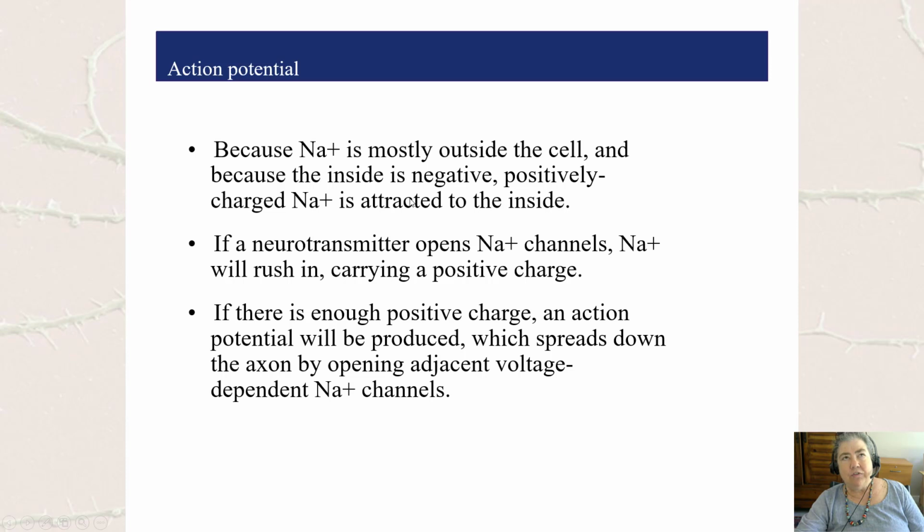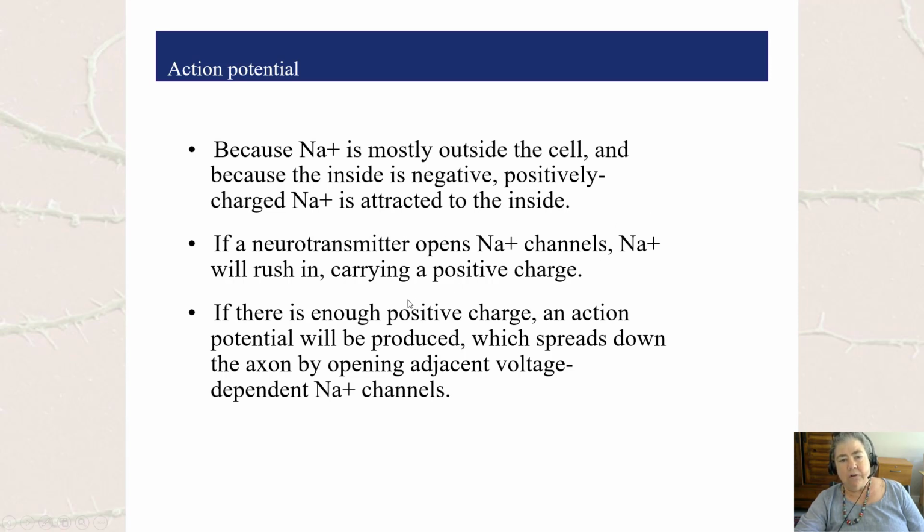Just as the negative charge on the inside of the cell is attracting potassium ions, it's attracting sodium ions, but those sodium channels are closed. However, if a neurotransmitter, a chemical ligand, binds with a ligand-gated sodium channel, that sodium starts rushing in. And it's rushing in for two reasons. One is it's going down its concentration gradient from high sodium outside the cell to low sodium inside the cell. And two, it's going down an electrical gradient from the positive charge on the outside of the cell to the negative charge on the inside of the cell.